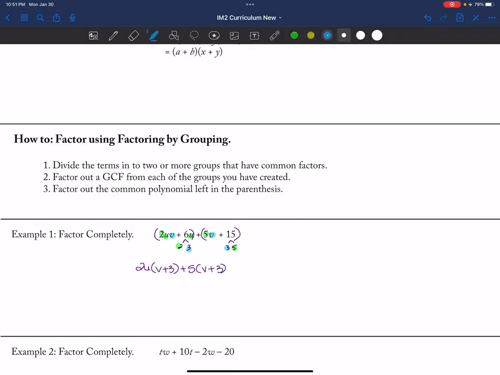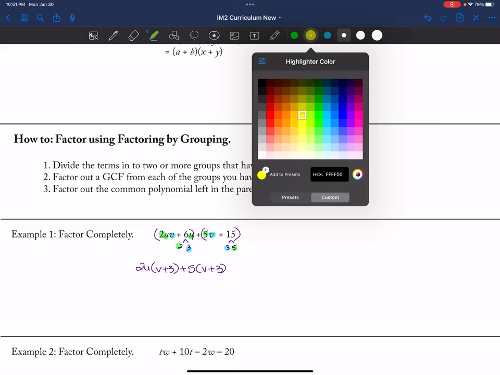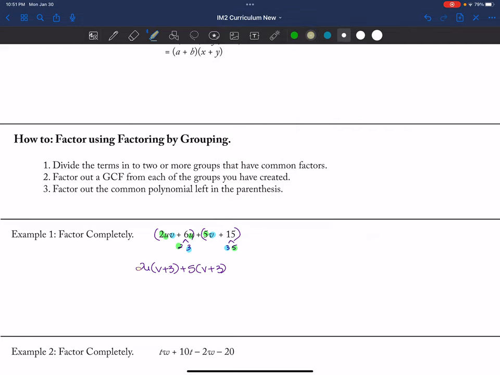Now I have two terms here, which I'm going to change the color of. I've got a first term and a second term. What do those two terms have in common? I have a common v plus 3. And what am I left with? A 2u, a positive sign, and a 5. So I'm going to factor out a v plus 3, and I'm left with a 2u plus 5. And that is my fully factored form.